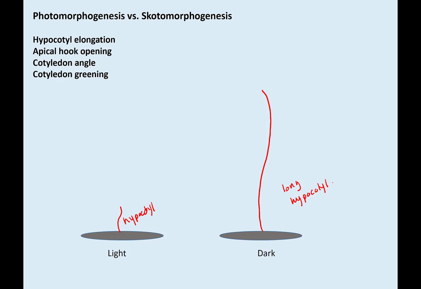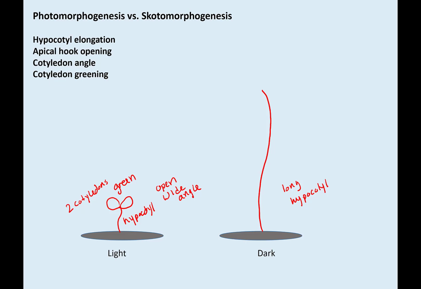In a plant grown in the light, the embryonic leaves are cotyledons. So here we are looking at a dicot. There are two cotyledons. We can see that they are open. They have a wide angle between them. And they would be green because in the light, chlorophyll biosynthesis is stimulated.